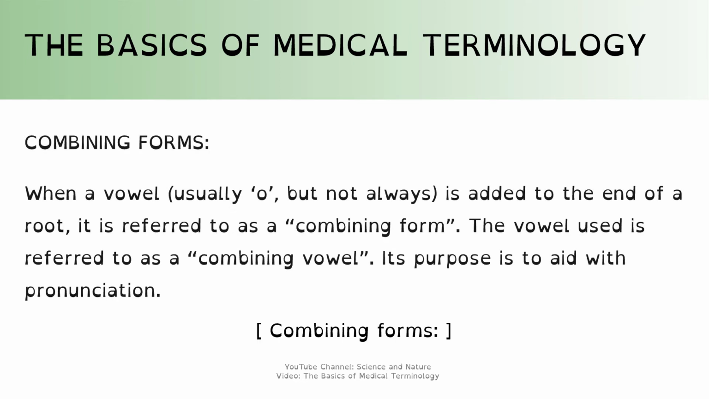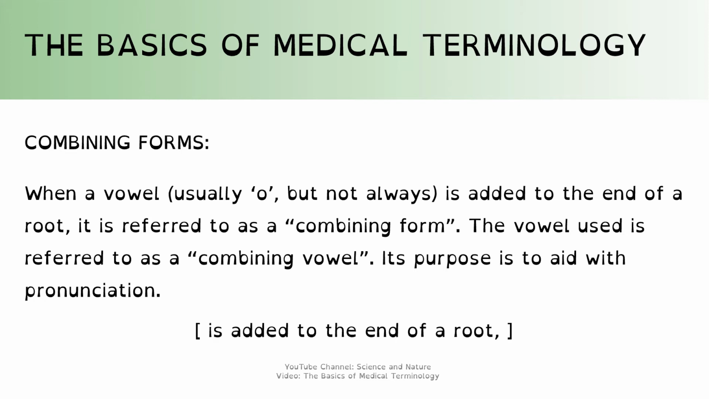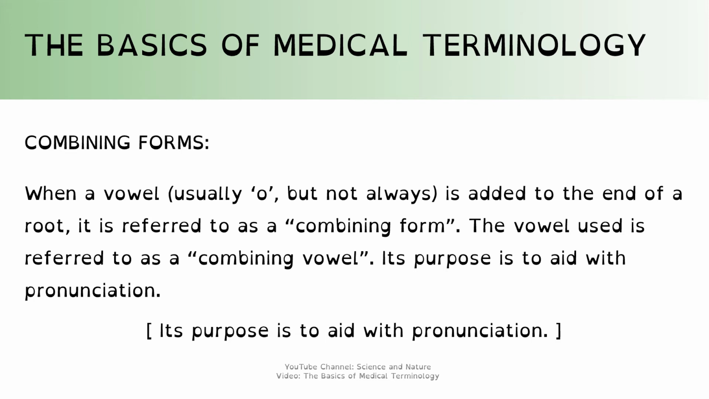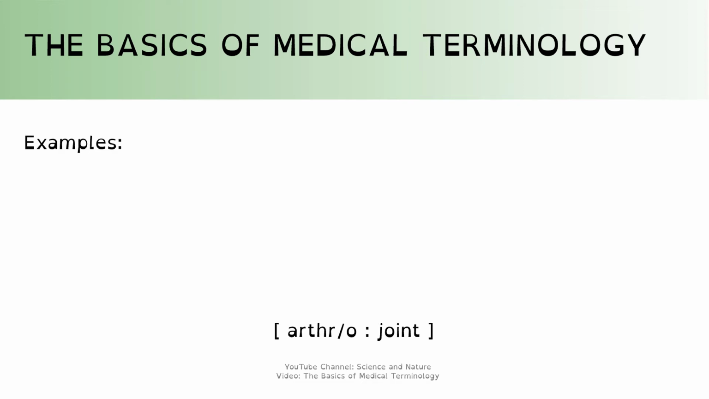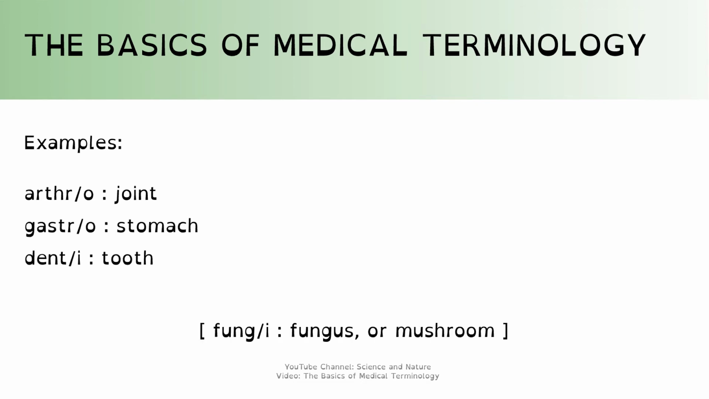Combining forms. When a vowel, usually O but not always, is added to the end of a root, it is referred to as a combining form. The vowel used is referred to as a combining vowel. Its purpose is to aid with pronunciation. Combining forms are written as root/vowel. Examples: arthro, joint; gastro, stomach; denti, tooth; fungi, fungus or mushroom.